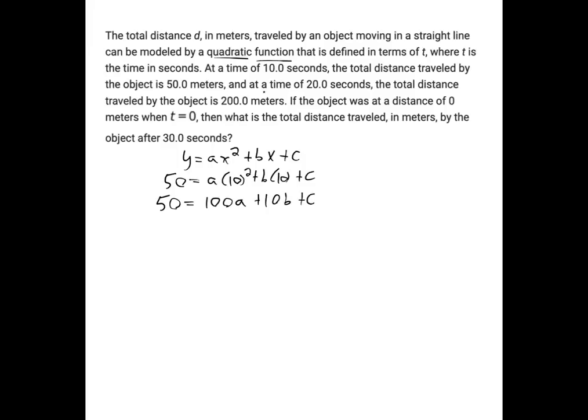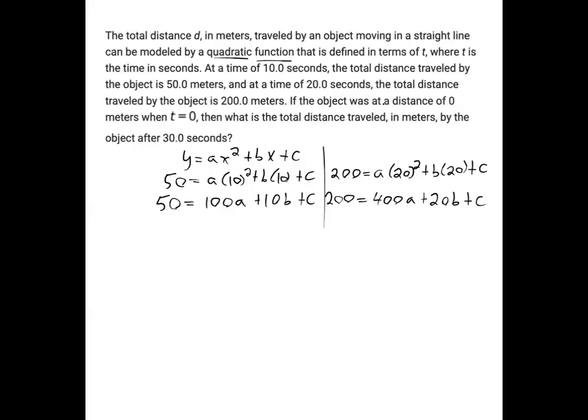At a time of 20, the distance is 200. So let's plug that in just like we plugged in the other point. At a time of 20, it's 200. So 200 equals a times 20 squared plus b times 20 plus c. So simplifying, we have 400a plus 20b plus c.